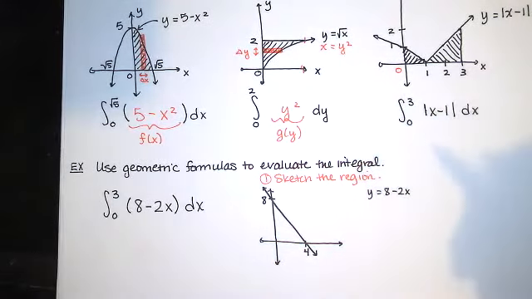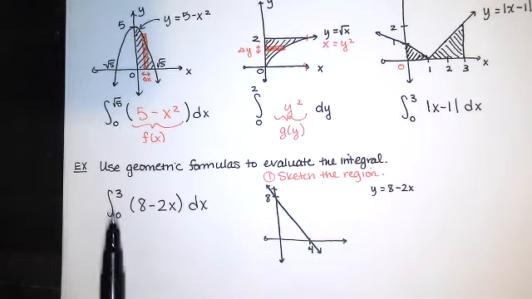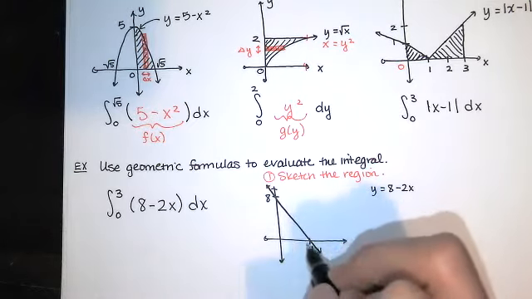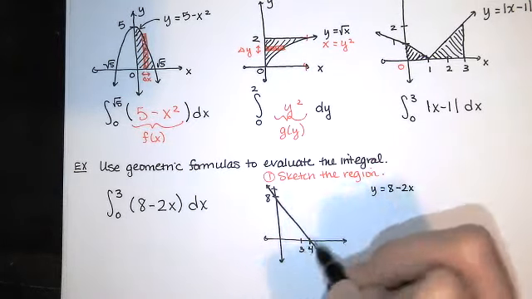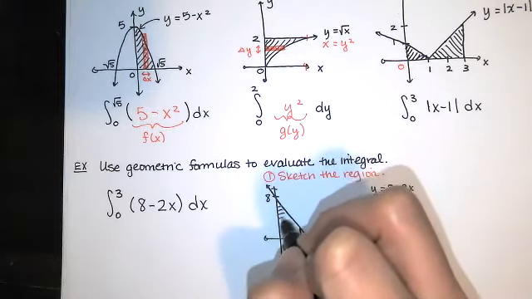And we're asked to find the value of this integral. That represents the area under this curve, given by y equals 8 minus 2x, between x equals 0 and x equals 3. So at x equals 3, we're right here. And I want this area.